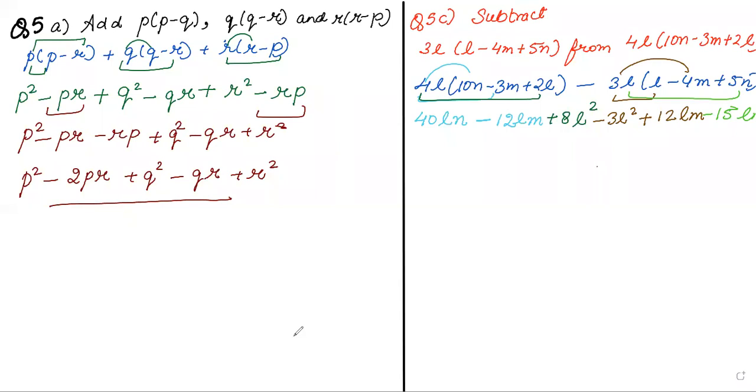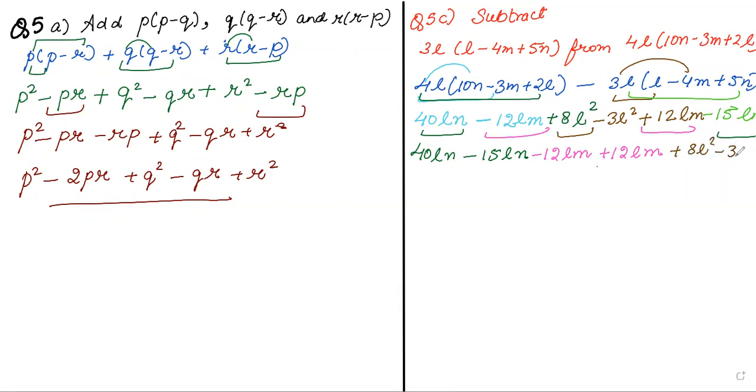Now write the like terms together. 40 LN write as it is and minus 15 LN together. Then minus 12 LM with plus 12 LM. And 8L square with minus 3L square. Now 40 LN minus 15 LN is equals to, write your answer in chat box.